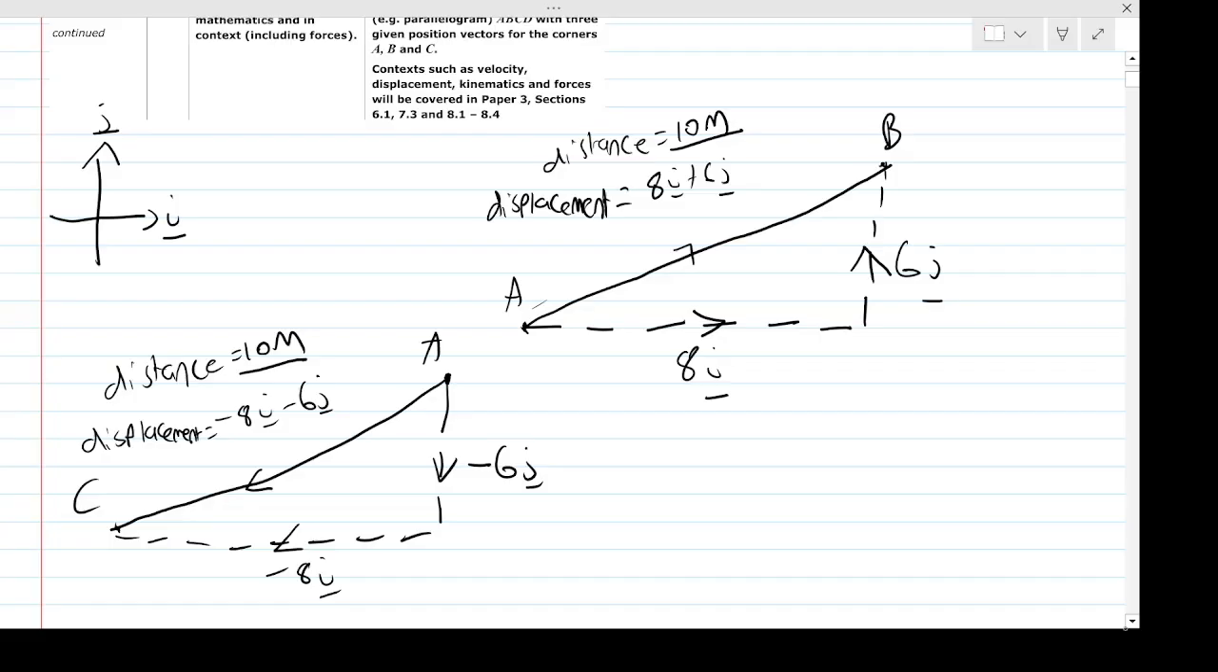Okay. So lastly, to reiterate, 8i and 6j would be 8 across, as you can see here, and then 6 up, and then we end up at the point B.